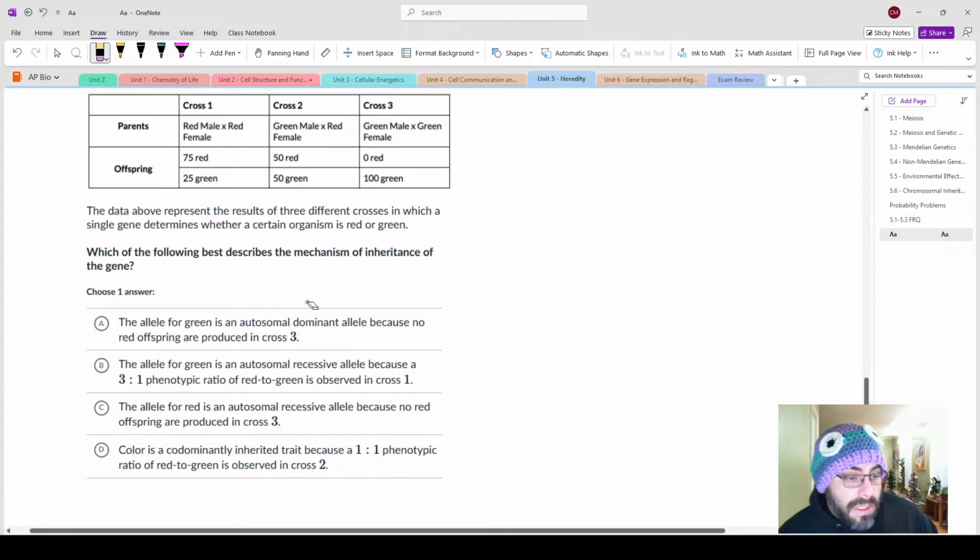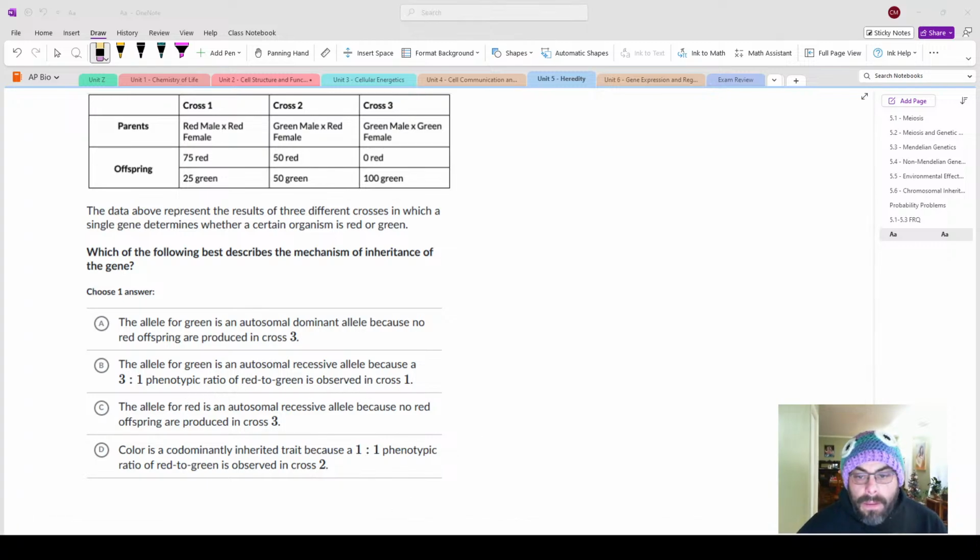So let's see which one says that. A. The allele for green is autosomal dominant. That doesn't say that, so that's wrong. B. The allele for green is autosomal recessive allele because 3-to-1 phenotypic ratio of red to green is certain cross 1. B is the correct answer. I'm not reading C or D. Let's go back and look at that.